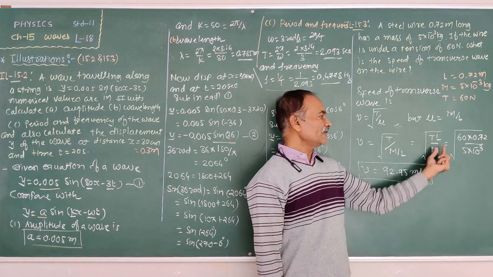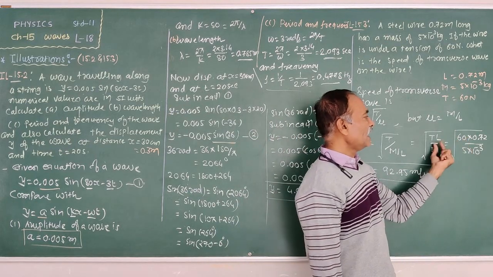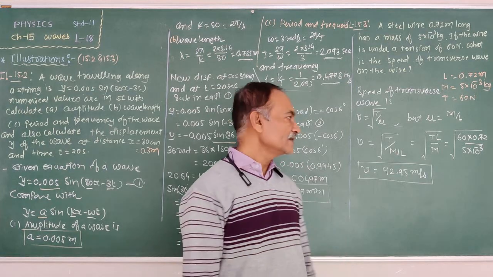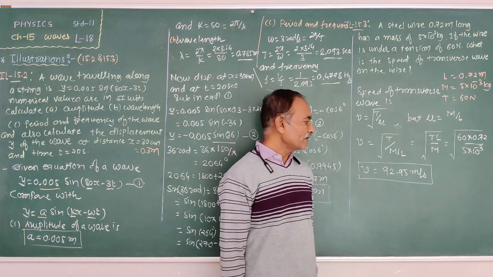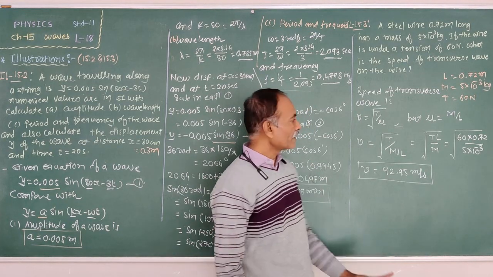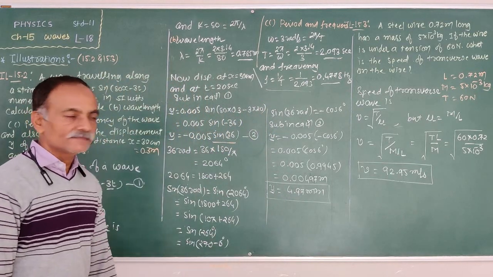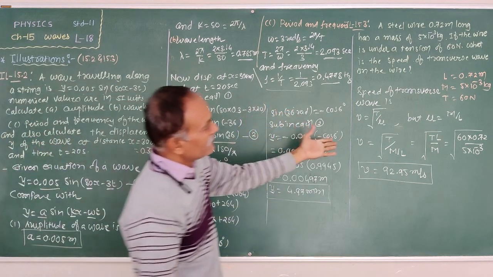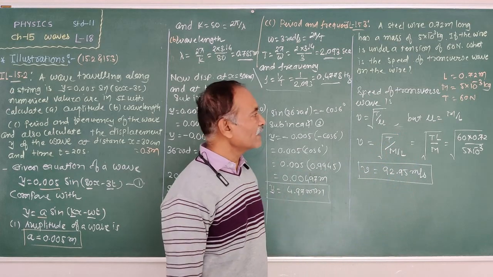Substitute the value of T, L and m. Therefore, under root of T 60, L 0.72, m 5 into 10 to the power minus 3. As we simplify and take the square root, we obtain 92.95 meter per second. Clear this? Okay. So the next numerical we will discuss next time. That is the most important numerical. Keep in mind that it is also asked in objective type questions and also in numericals.